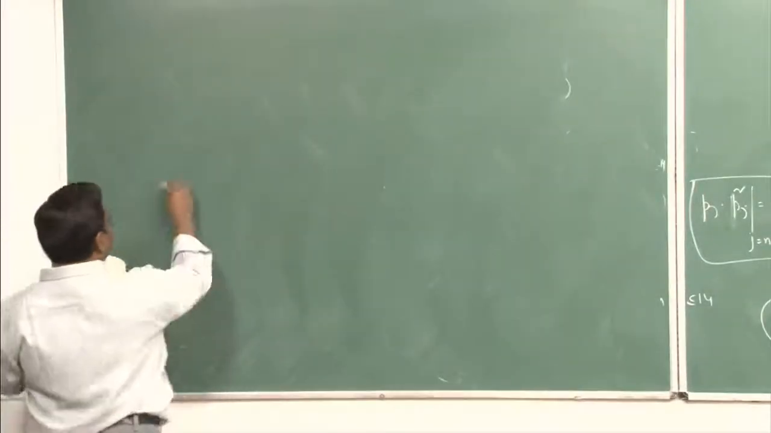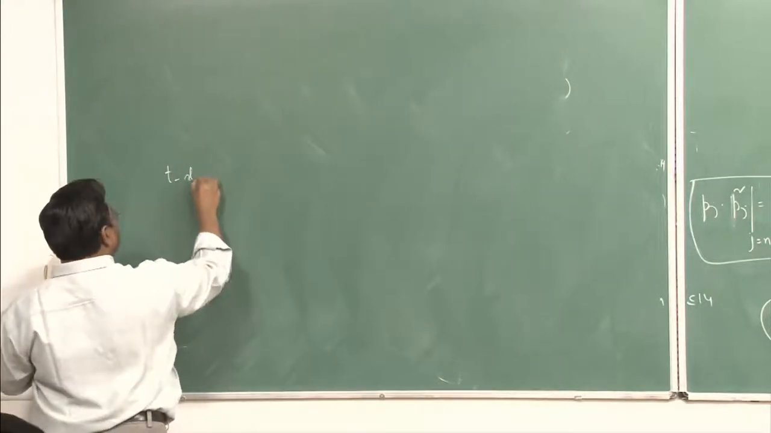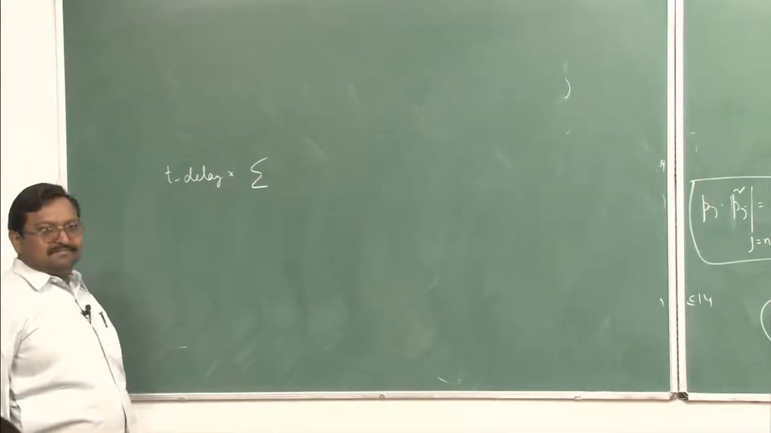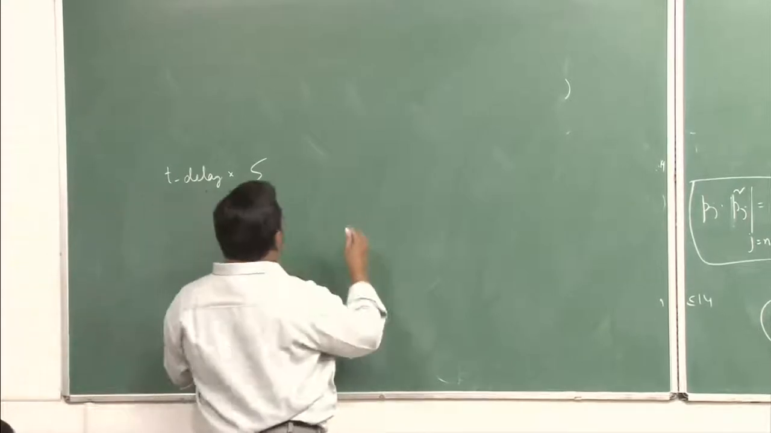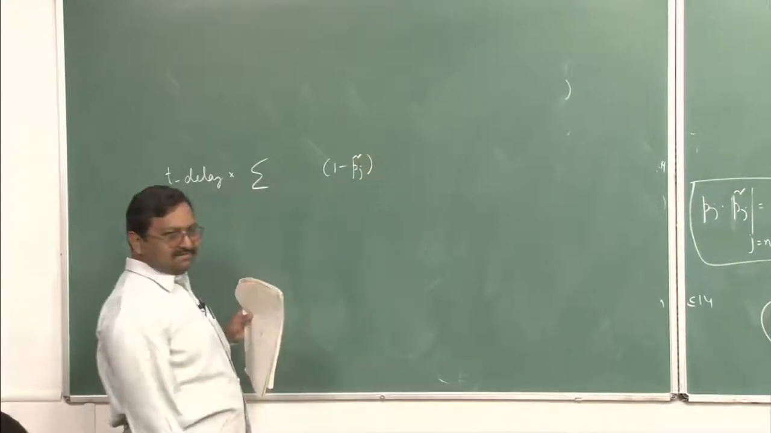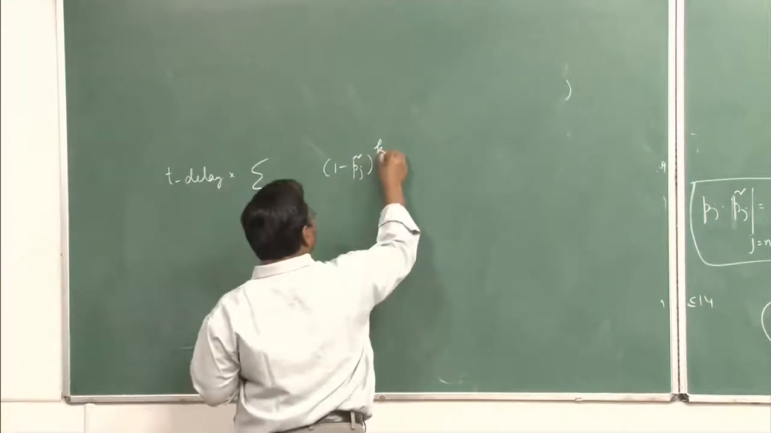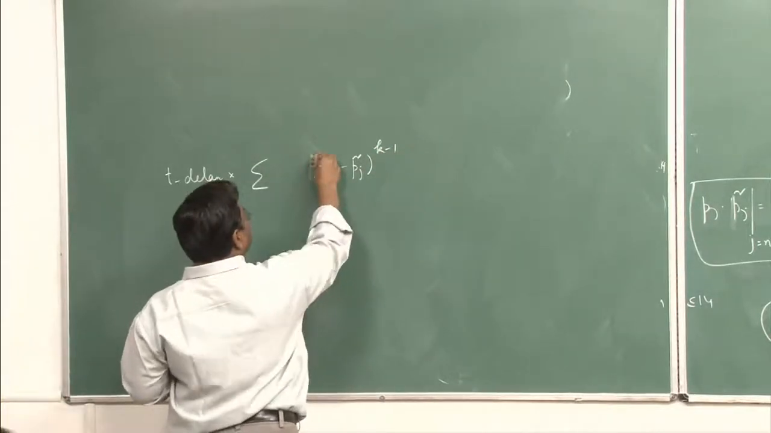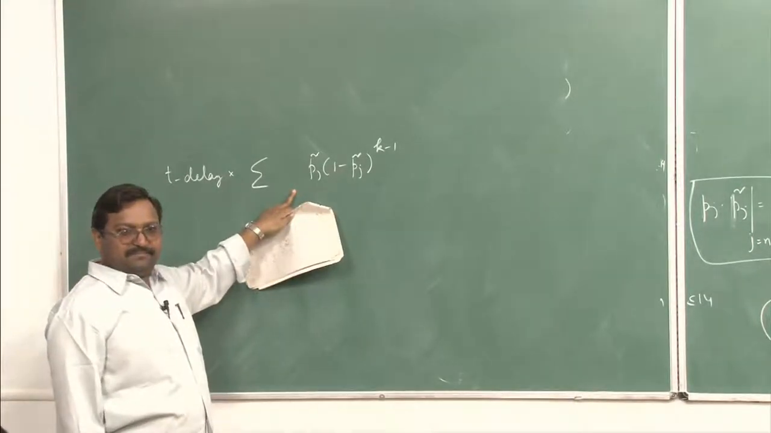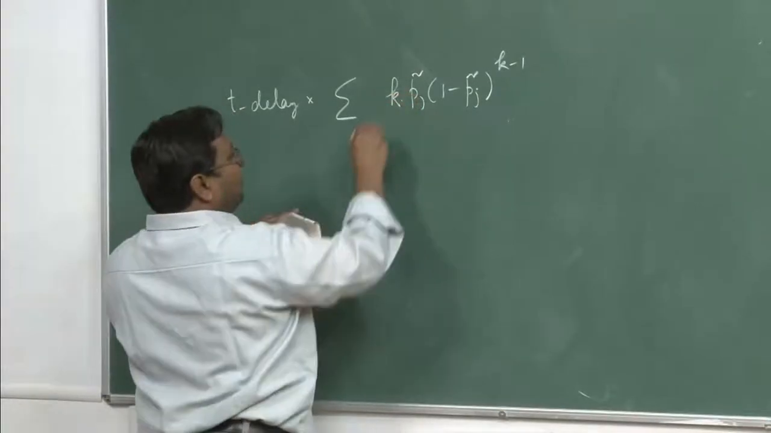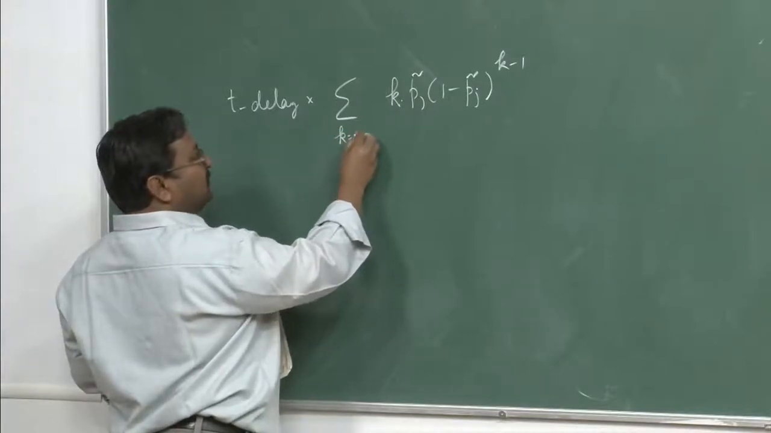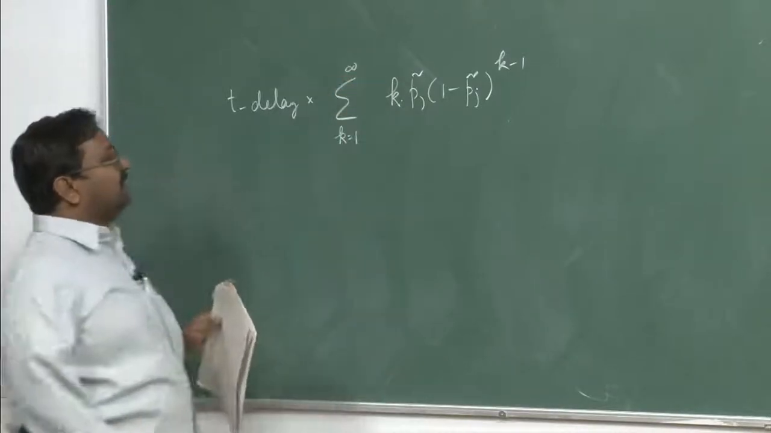So that also can similarly be estimated here. What you can do is take t delay multiplied by a summation, where in each stage the probability of its not going out is this. This happens k minus 1 times, then it goes out with this probability. So it means the packet is going to suffer k delays in a stage. This is the average value. I am looking at the average estimate, and k can go from 1 to infinity.